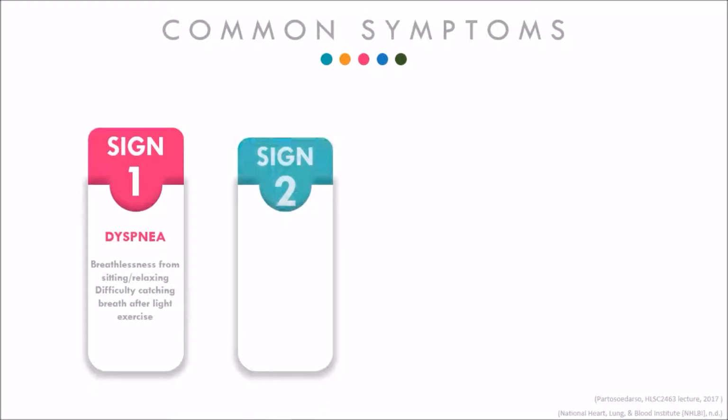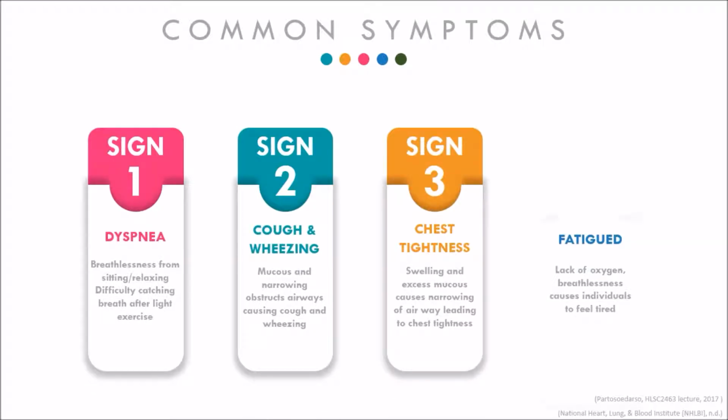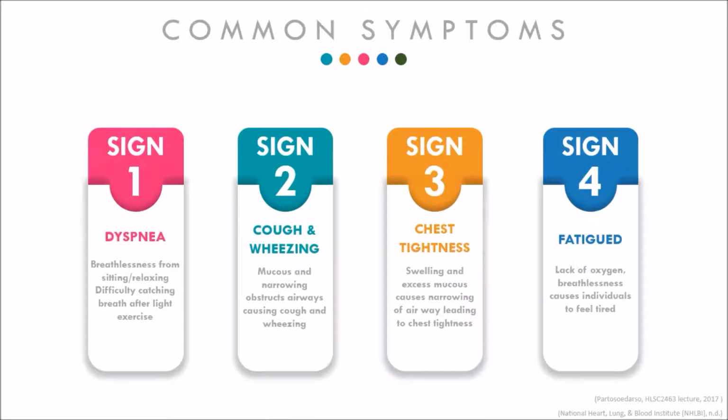Common symptoms of COPD include dyspnea or shortness of breath. This can occur with light exercise. However, it occurs especially with physical activity. Cough with or without sputum production, and wheezing or a whistling sound when breathing. Chest tightness, which is caused by swelling and extra mucus, which leads to narrowing of the airway. Fatigue, especially with physical exertion or doing daily activities. This is due to the lack of oxygen.